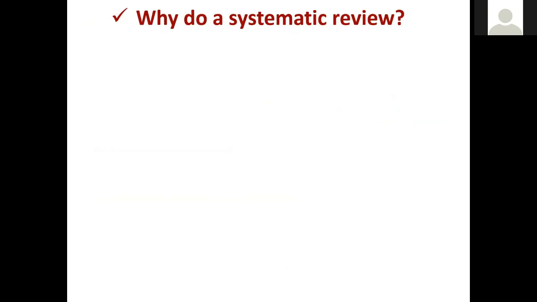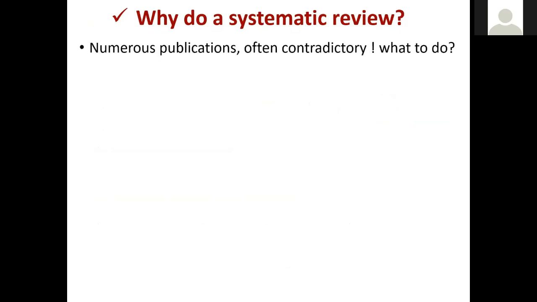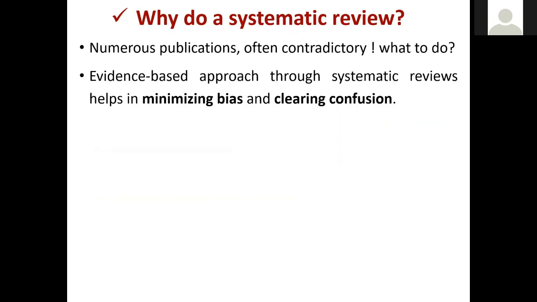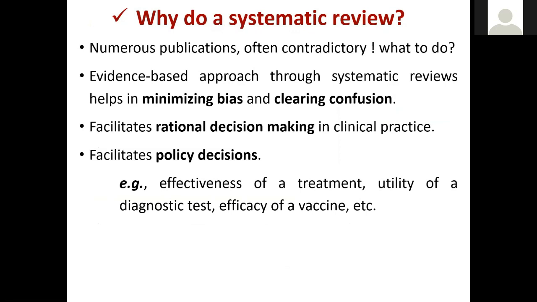Now, this brings us to the question, why do we need to do a systematic review in the first place? Often it happens that for a particular topic of our interest, there are numerous publications which are contradictory. This is a very common situation, right? And what do we do in such a case? In such a case, we can carry out a systematic review as an evidence-based method for minimizing the bias and clearing the confusion. Not only that, it facilitates rational decision making and also policy decisions.